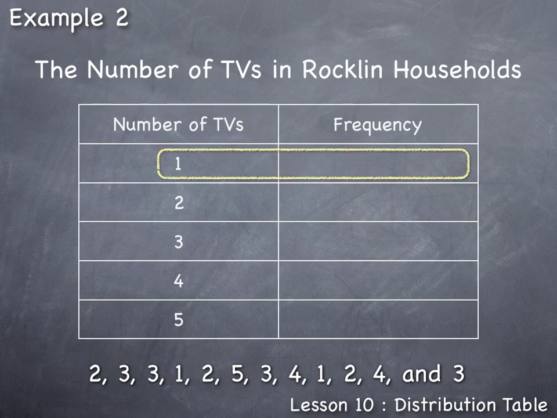So now we can find the frequencies, starting with the 1 TV households. The frequency is determined by counting. So now we must go through our sample data and count all the households which had 1 TV in them. So going through the data we count, we find that there was 1, 2. A total of 2 households contained just 1 TV. So the frequency of 1 TV households was 2.